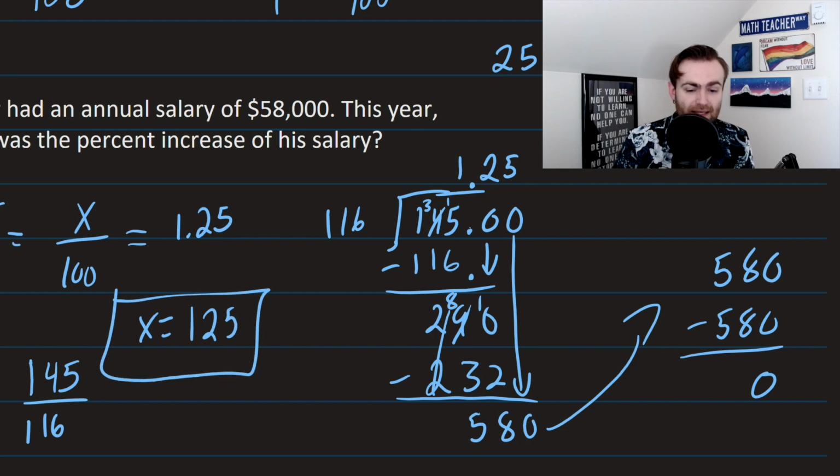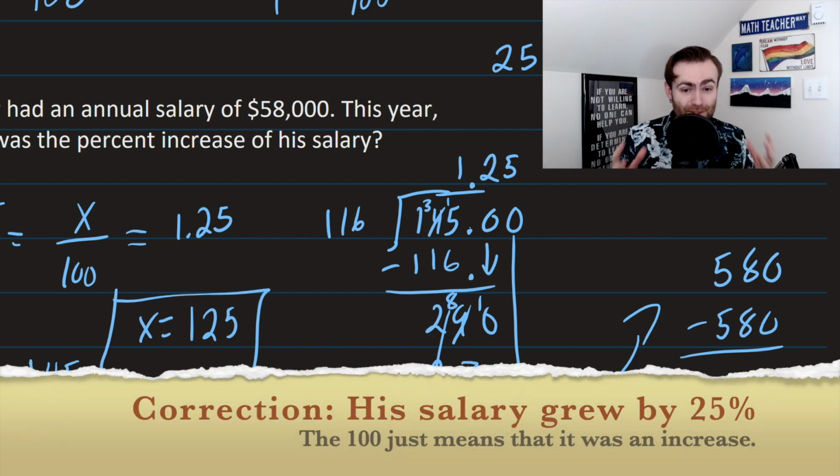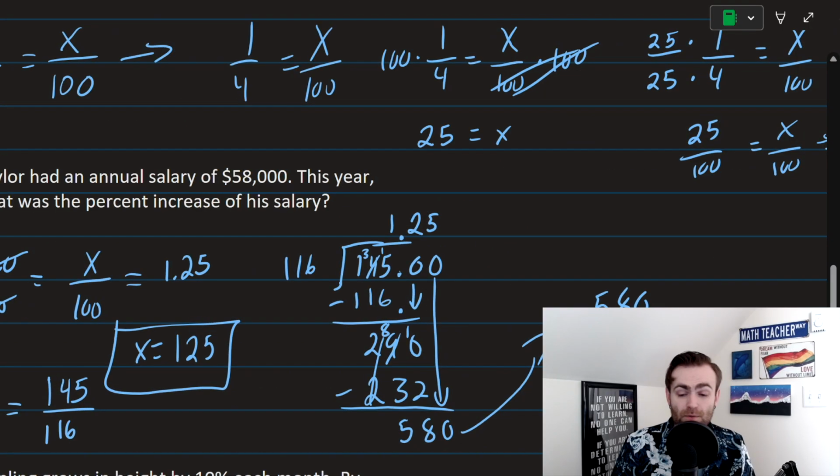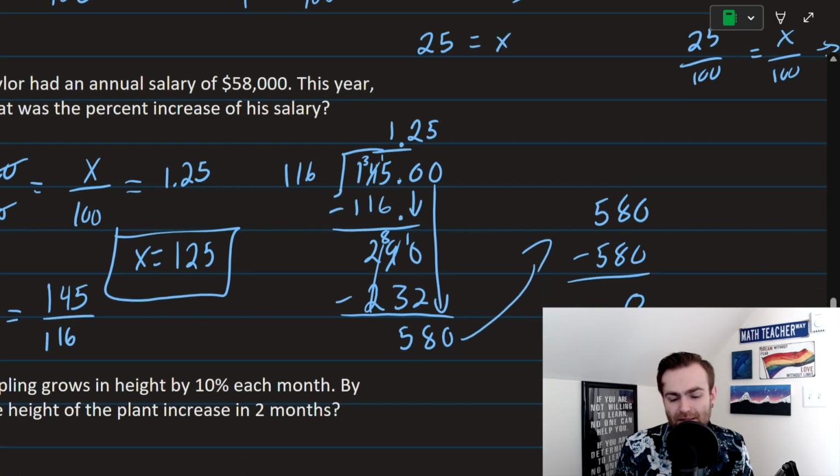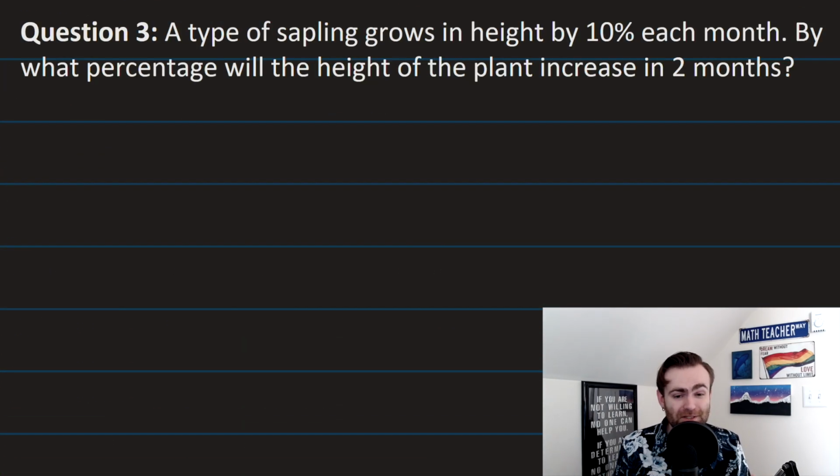So his salary grew by 125%. And that question wasn't necessarily difficult. If you had access to a calculator, done really easily, right? But you're not always going to have access to one, so it's always good to have these skills handy and fresh. So our last question here deals with growth.